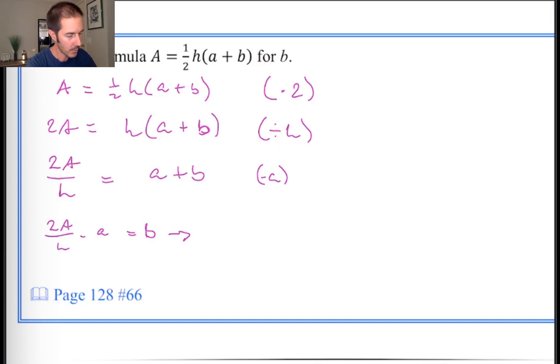So what I'm going to do is keep my first term the same, that's the 2a over h, minus, and I'm going to write this lowercase a as an a over 1, and then I'm going to multiply it by h over h. I'm allowed to multiply by h over h because h over h is equal to 1. So what I'm really multiplying by here is 1. And what happens when you multiply?